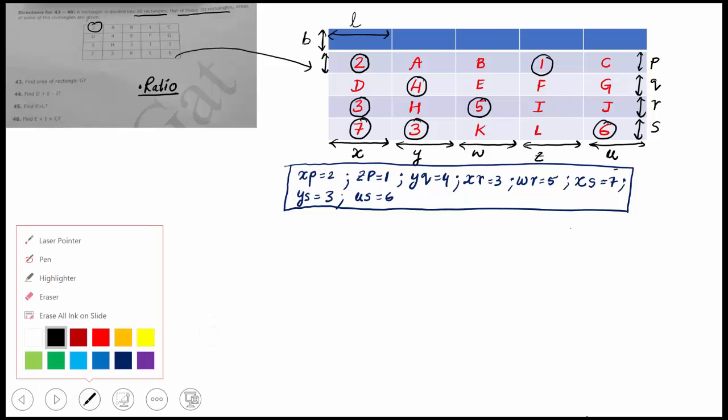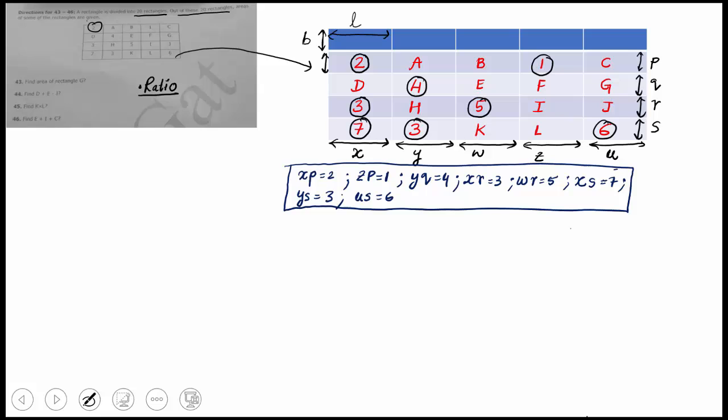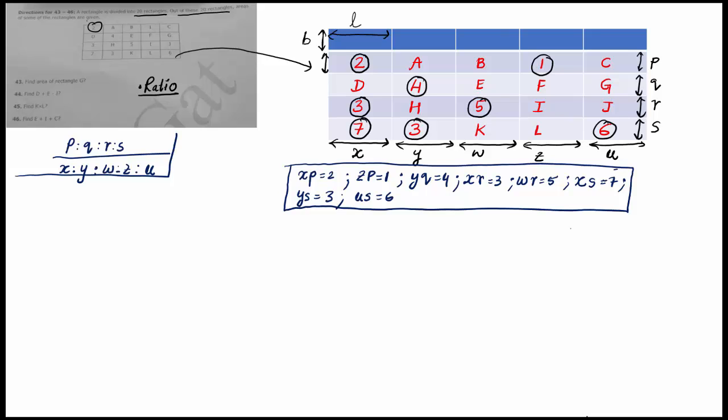Now let me go further. I'm just changing my color back to this, and see, we just have to find the ratio of P is to Q is to R is to S, and we'll also find the ratio of X is to Y is to W is to Z is to U. The reason why I'm finding these ratios is that we'll be able to find the area of each rectangle using these ratios.